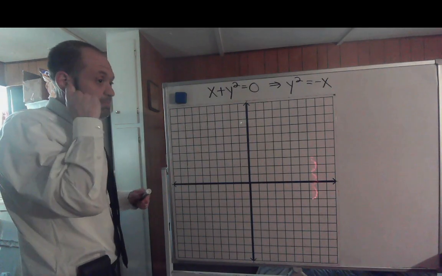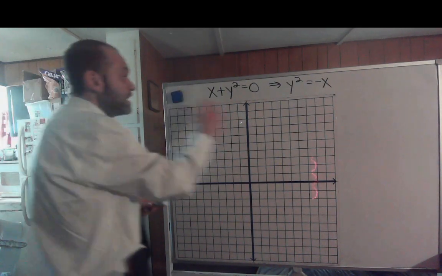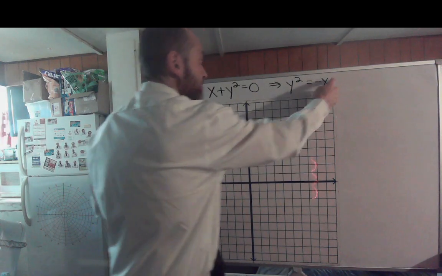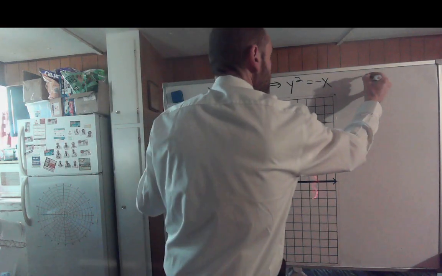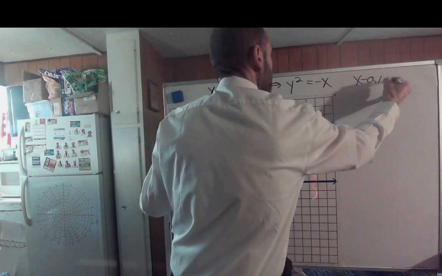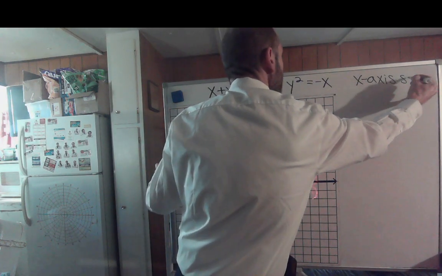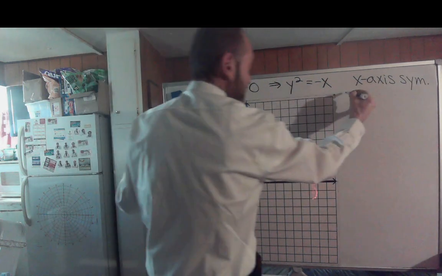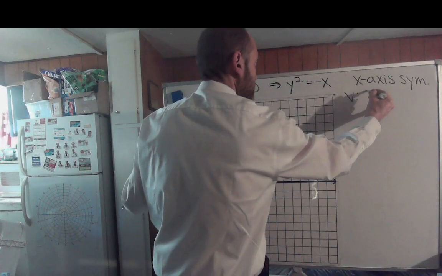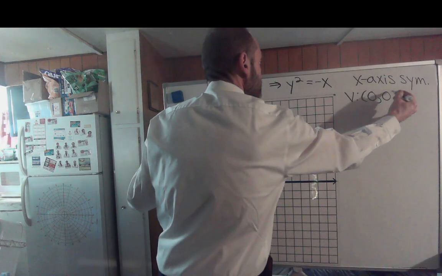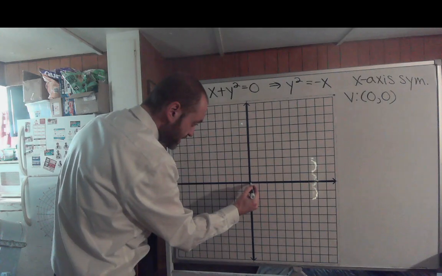Sorry about that mix-up. I went a step ahead. But anyway, the linear variable is x. That denotes x-axis symmetry. The vertex, we can look at this and see it's clearly at the origin. So let's go ahead and plot that vertex.